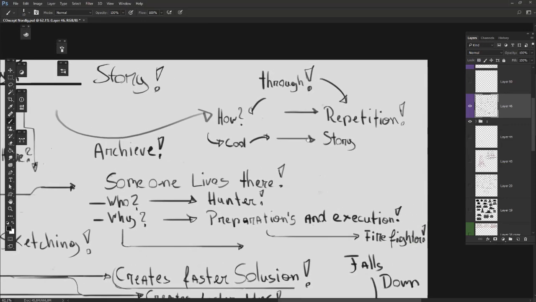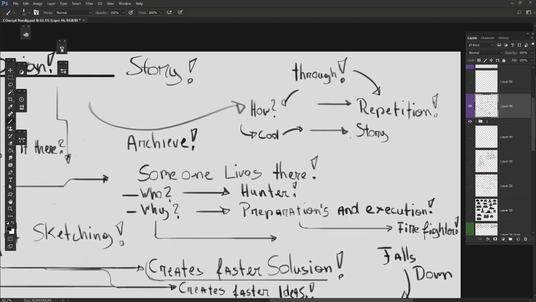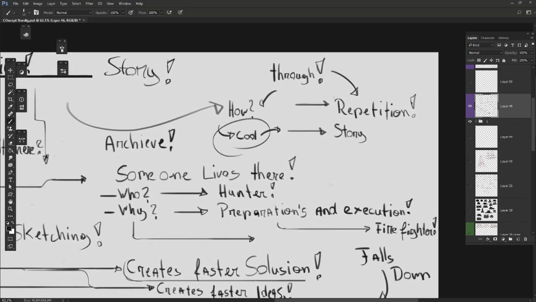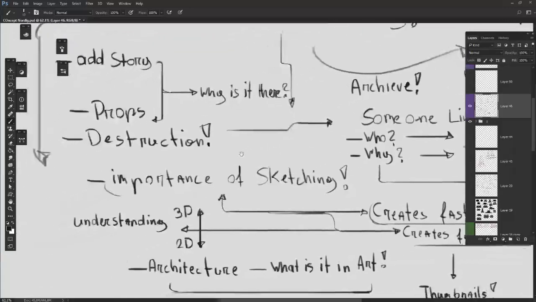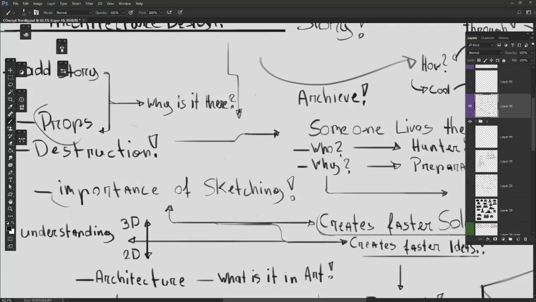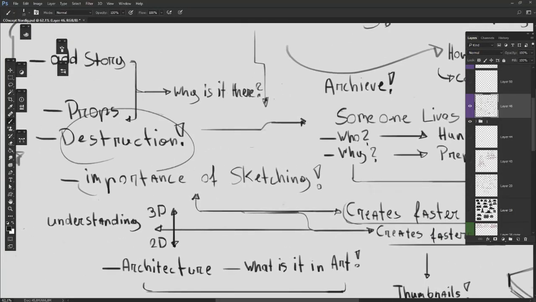Story makes it way more cool than the actual cool part of it. So it's pretty nice to have that kind of element, especially when it comes to the props and destruction part of it.